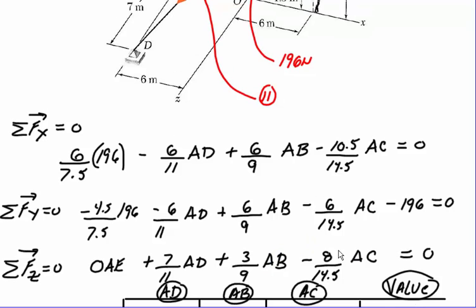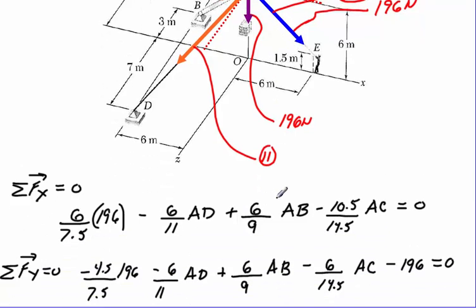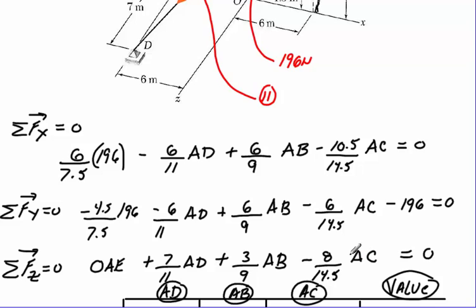And then AC. AC vector is this way. I'm moving from the origin all the way back 8, so I'm going negative. I'm going in the negative Z direction. I divide it by 14.5, and that's where this value is. And again, set this equal to 0.